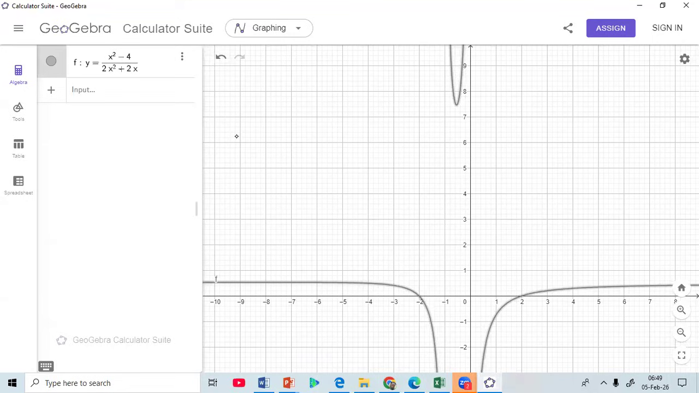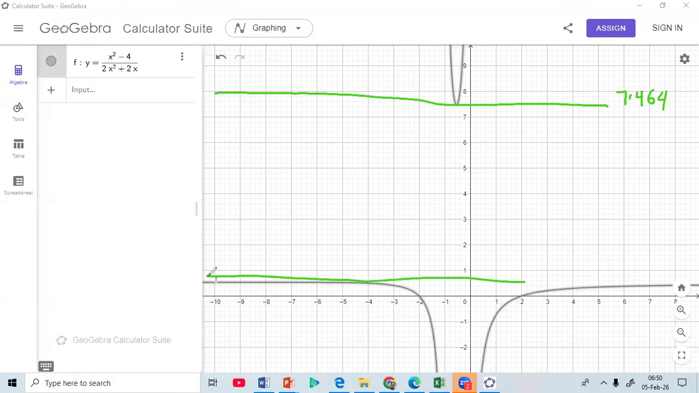Now, you notice that here at this point, one of the values you are getting, kindly allow me to use the points, 7.464. Then here down, your line is 0.535, something like that, 89.